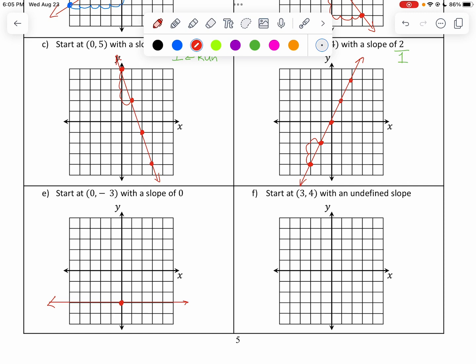For the next one, we're starting at +3, +4. And from there, we see that this has an undefined slope. Remembering that an undefined slope means we have a vertical line that's so steep we can't actually measure the slope. We're just simply drawing a vertical line through that grid line, and that is our line there.